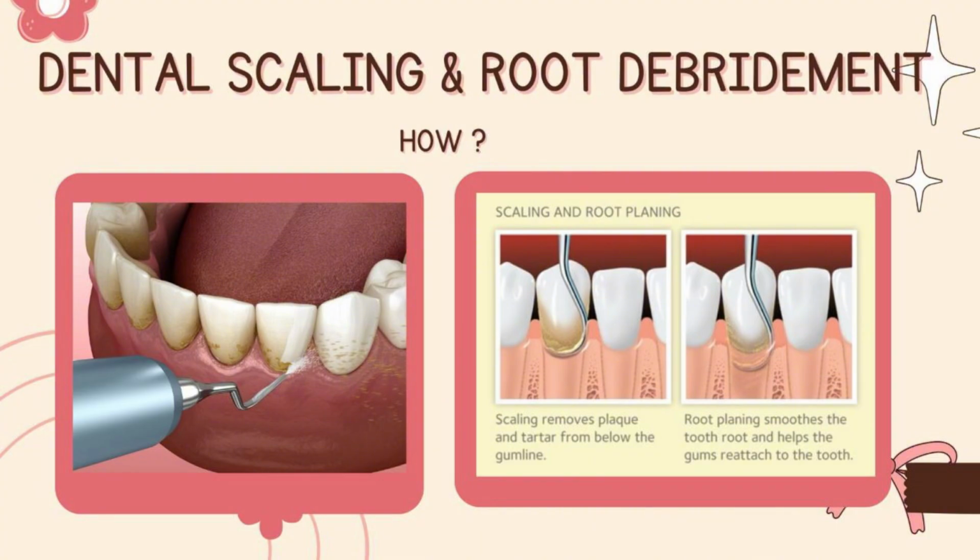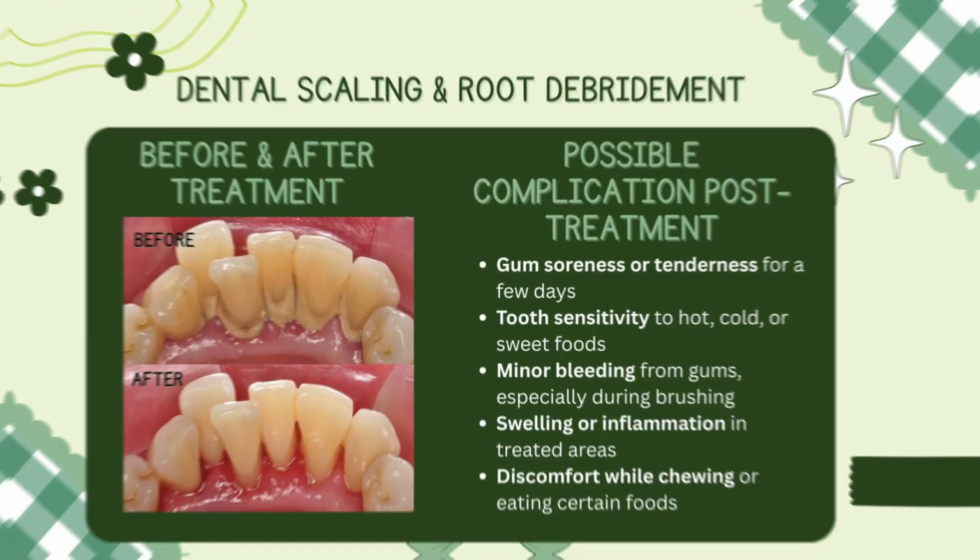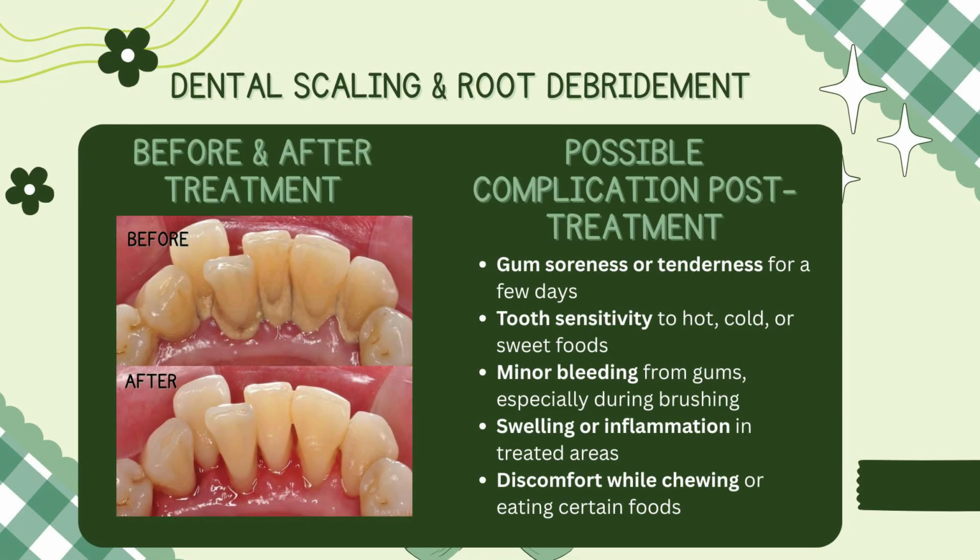Dental scaling is a non-surgical deep cleaning procedure used to remove plaque and tartar from below the gum line. Meanwhile, root debridement, or root planing, involves cleaning the roots of teeth below the gum line to remove plaque, tartar, and bacteria, allowing the gums to heal. Here is an illustration showing the before and after treatment.